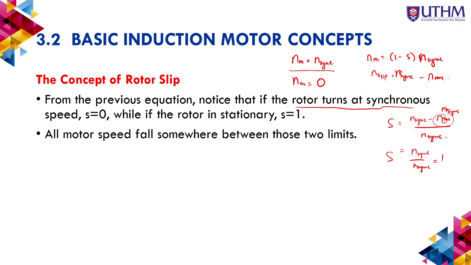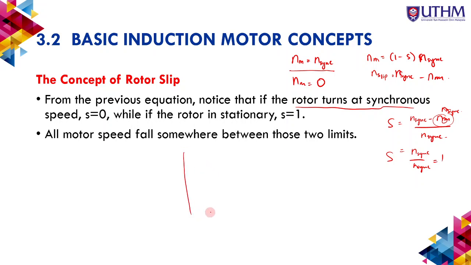However, a motor not moving can certainly happen, because from starting, and S equal to 0 normally will not happen. In the ideal condition, yes, they will happen, but in real life they will not. So all motor speeds fall between these two limits. So there are two limits.